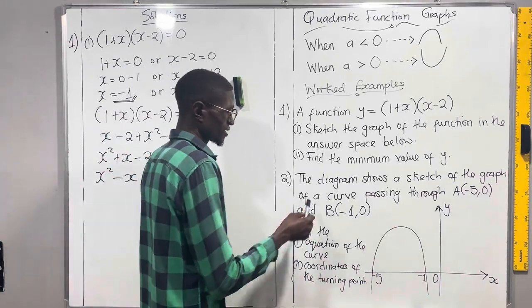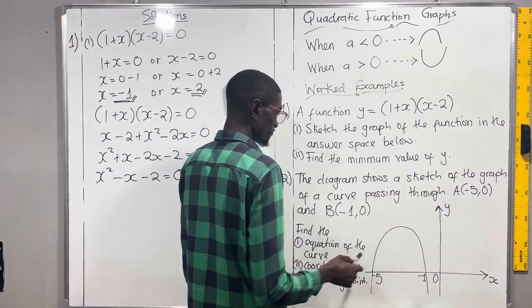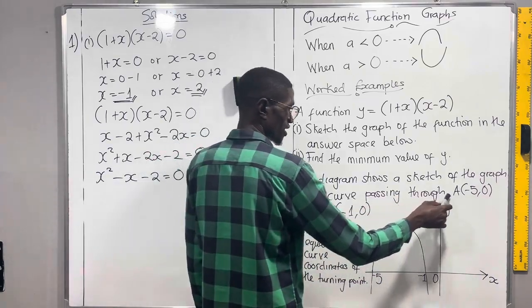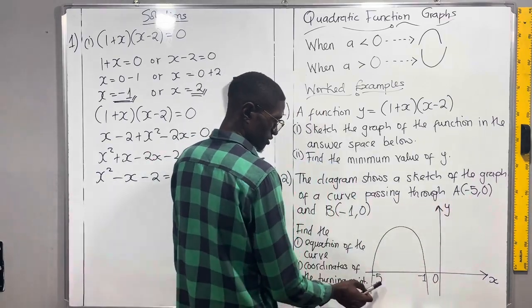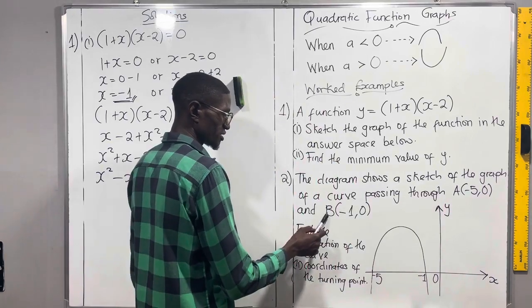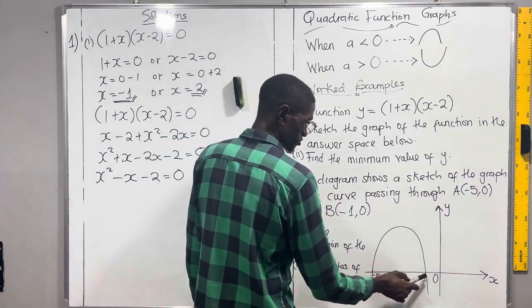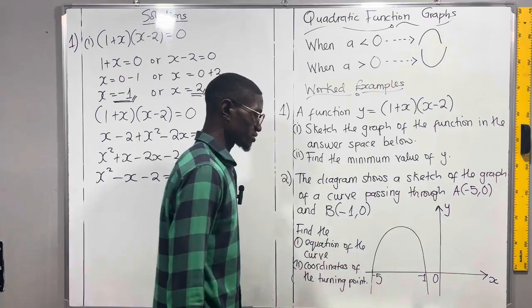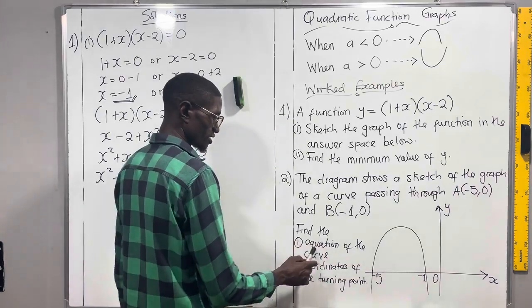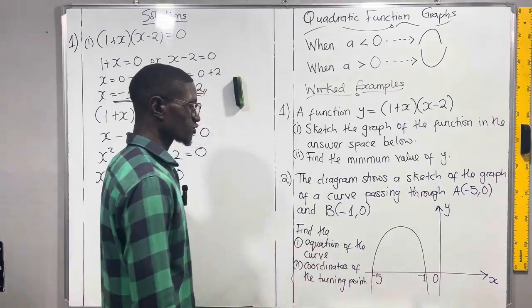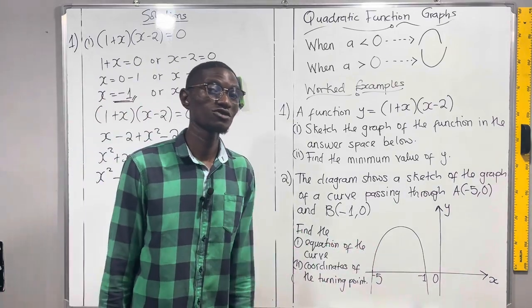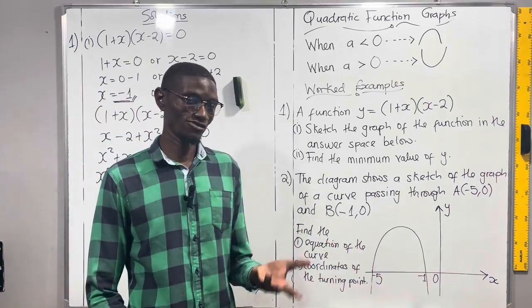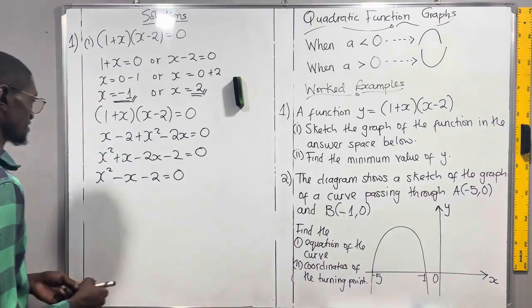Let's read the question. The diagram shows a sketch of the graph of a curve passing through a negative 5, 0, which is this point here, and b negative 1, 0, which is this point here, negative 1, 0. And now they're saying find the equation of the curve. So for us to find the equation of the curve, we simply need to solve this quadratic equation in reverse. Let us see how interesting that is.